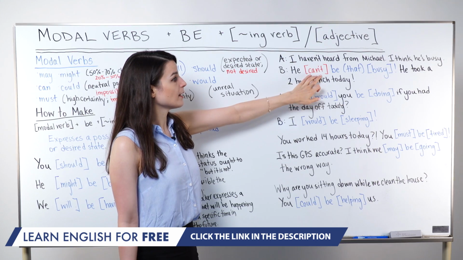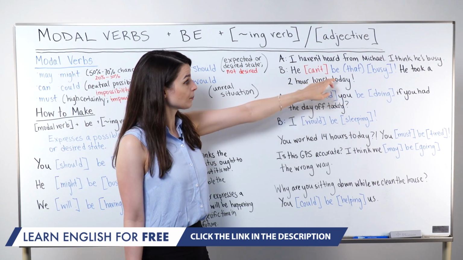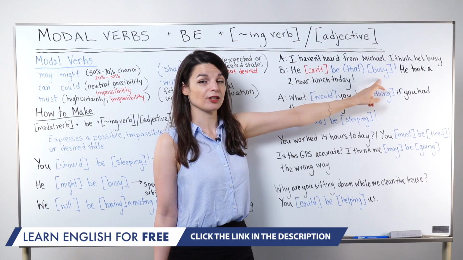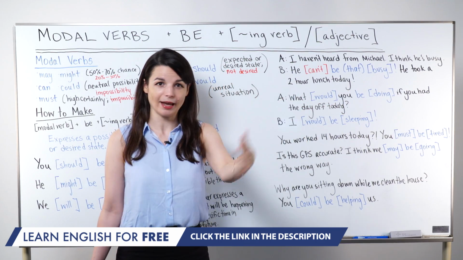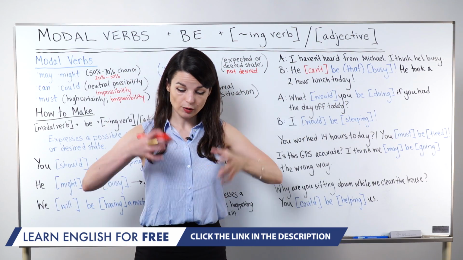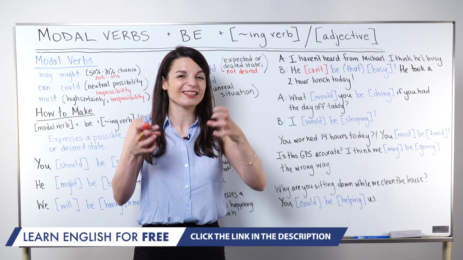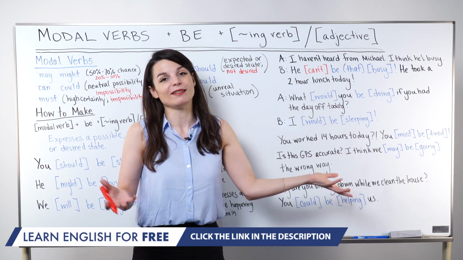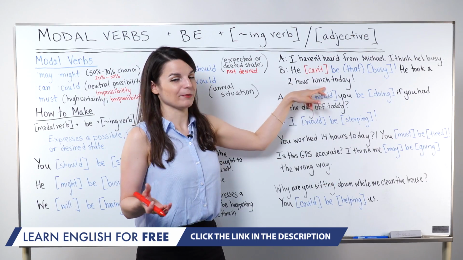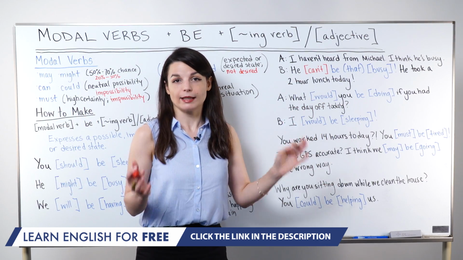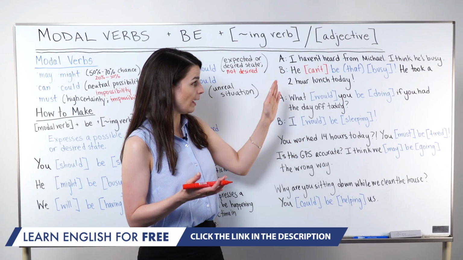So can't shows us something is not possible. We've used be, and in this case, we're using an adjective, the adjective busy again. He can't be that busy. So that means it's impossible for his current status to be so busy because I saw him take a 2-hour lunch or something similar. So this is how we might use can't in this pattern.